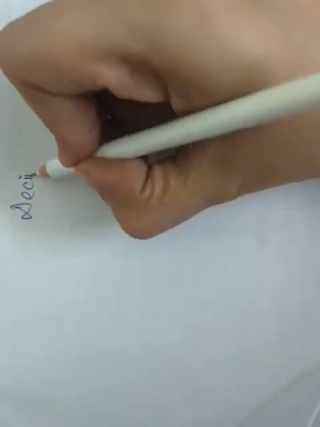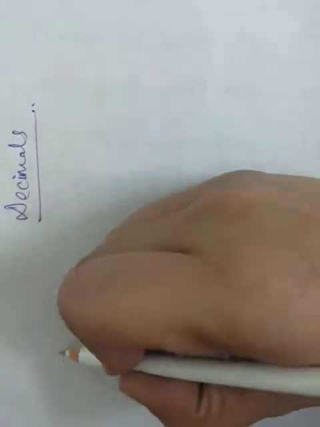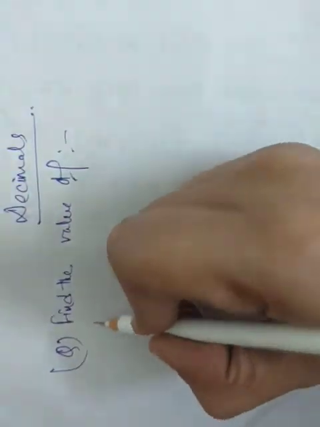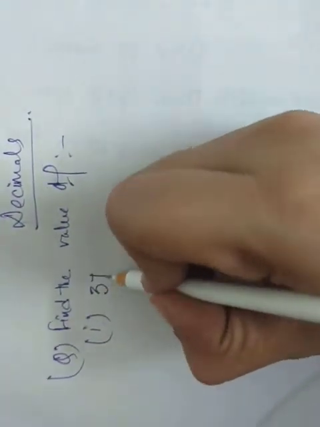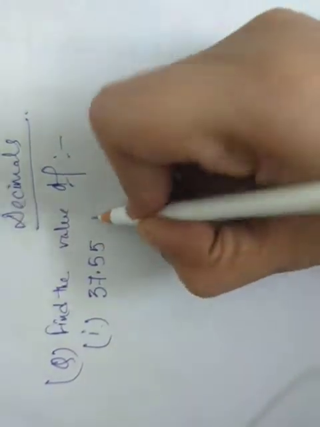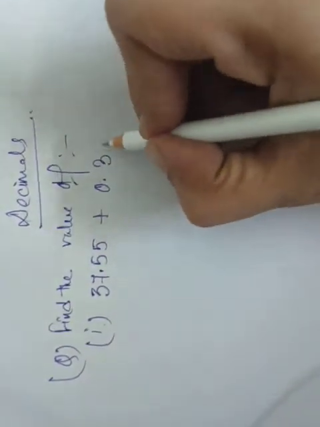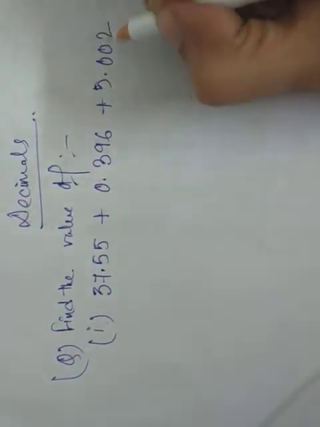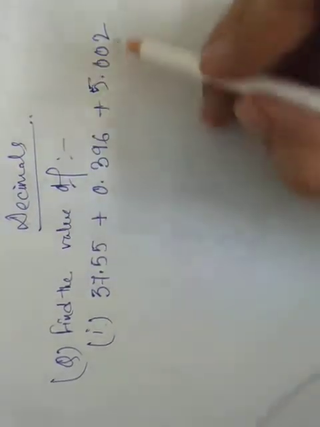Students, today we are going to revise the chapter decimal. We have already done this chapter, isn't it? Now we are going to revise how we are going to add. So the question is, find the value of 37.55 plus 0.396 plus 5.002. So we are going to add it up.